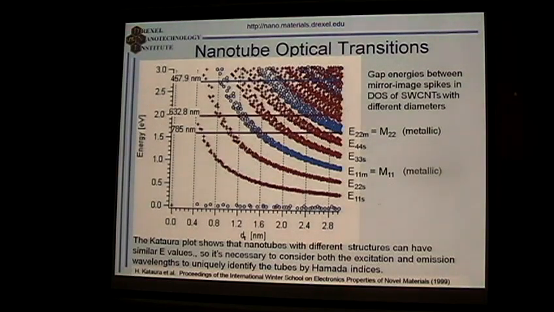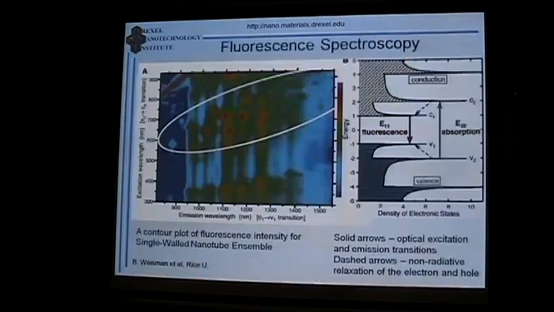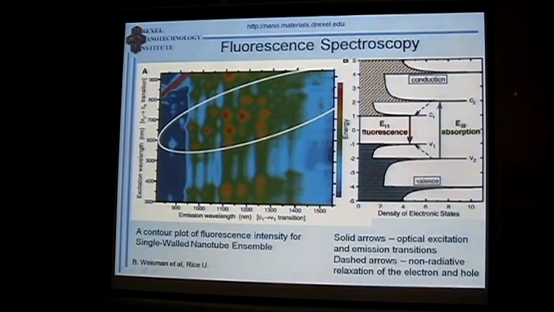So, what is important, therefore, is that if you want to do analysis and really identify exactly the tube, you need to consider both excitation and emission wavelengths. Then you will be able to exactly pinpoint what you get. And this has been done later by Bruce Weisman's group at Rice University, who actually commercialized the technique. You can buy fluorescence spectrometers for nanotubes which contain software.